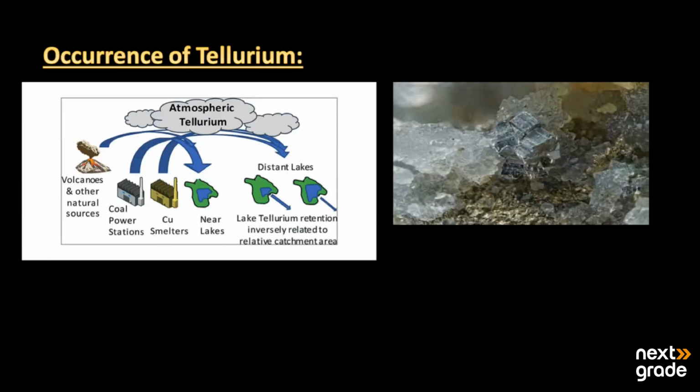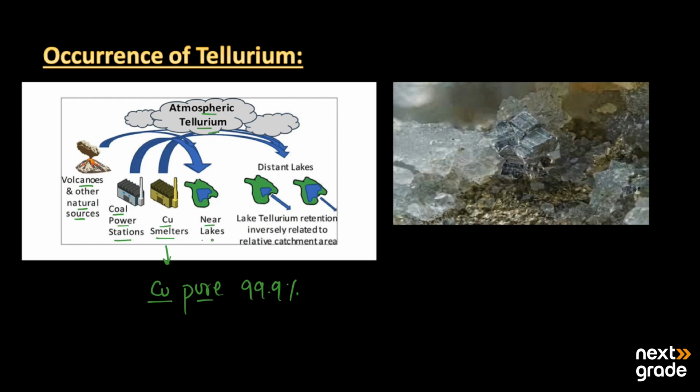Then we have the occurrence of tellurium. If we talk about atmospheric tellurium, it is present in volcanoes and other natural sources. It is present in coal power stations. It is present in copper smelters, the smelting process that we use to obtain pure copper, almost 99.9% pure copper. When we do this, it also adds tellurium to the atmosphere.